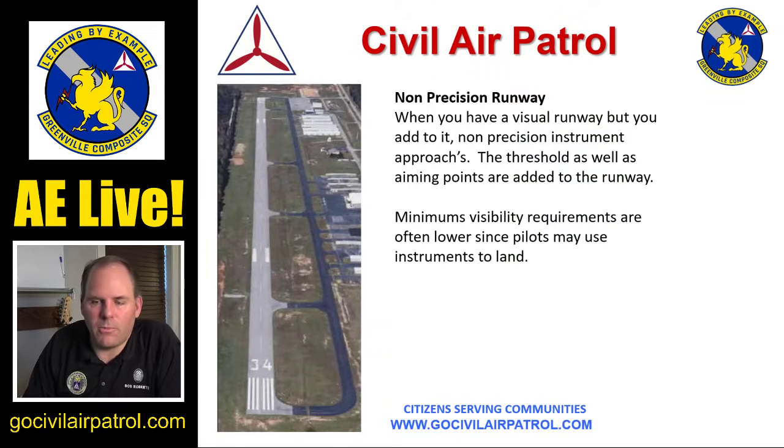All right, a non-precision approach runway. Non-precision approach runways are very similar to a visual approach runway, but they add a couple things. They add a threshold, so it makes it a little easier for the pilot to see where the exact start of the runway is. And they also give you an aiming point. So when you're landing an airplane that's a little bit faster than general aviation, your eyes will be aiming at that runway point. Your wheels will touch down typically before the aiming point. But these are the things it gives you.